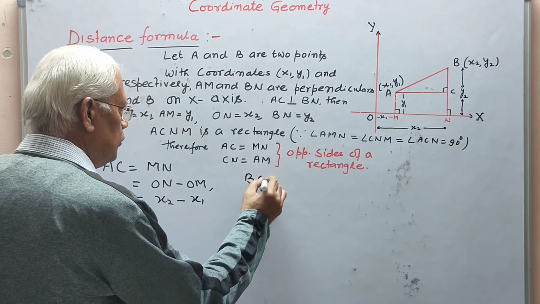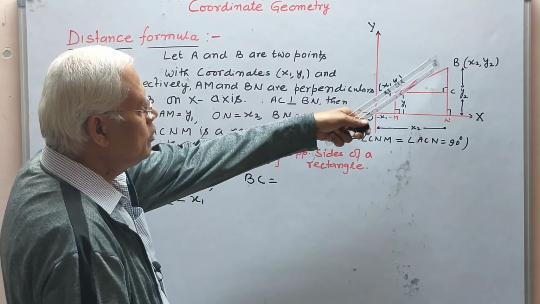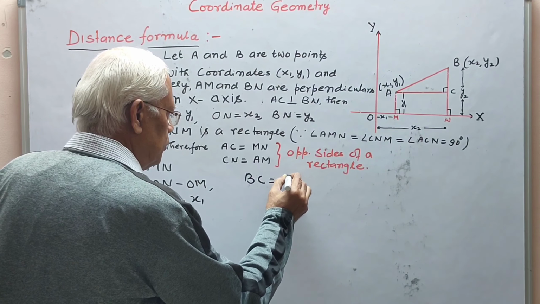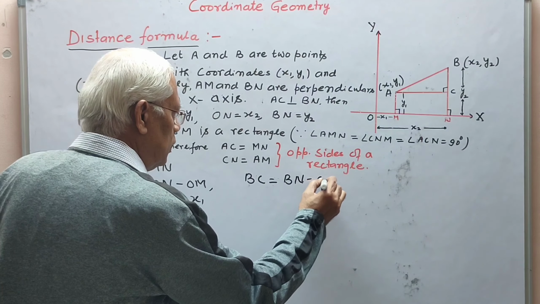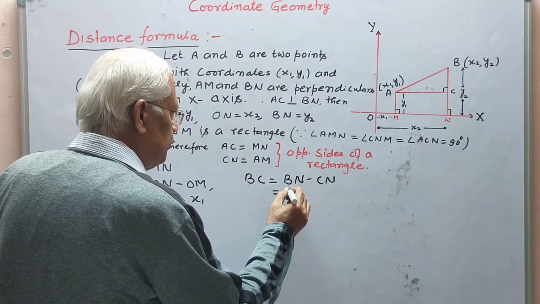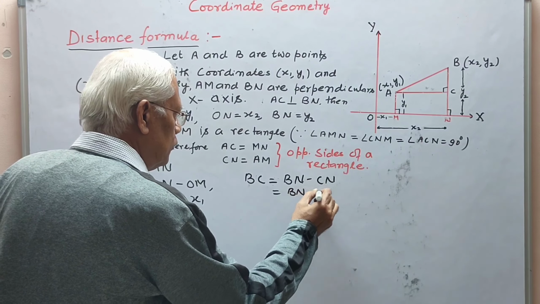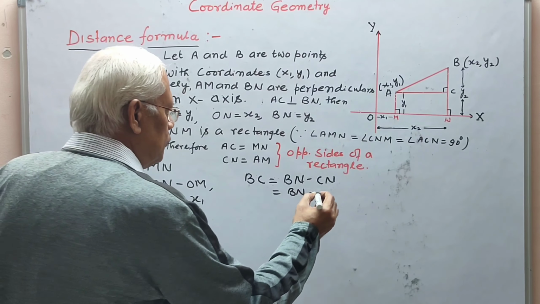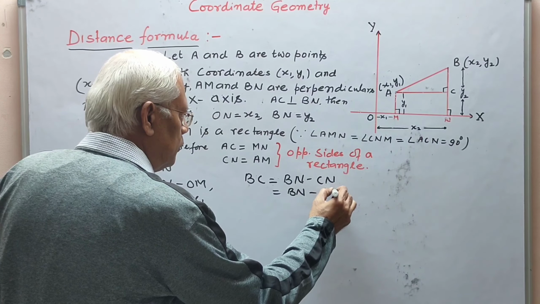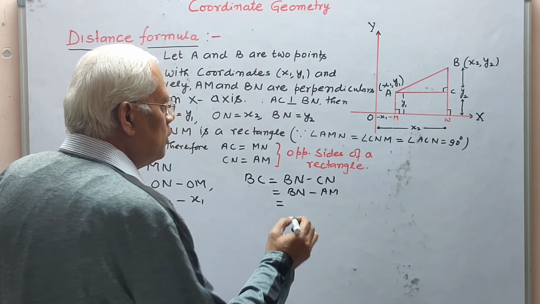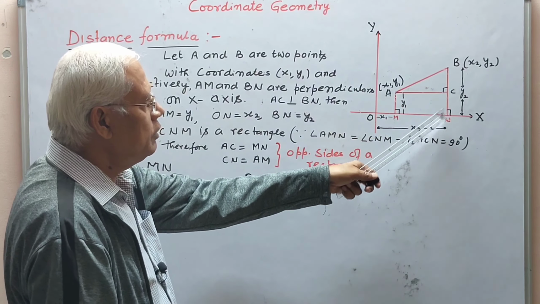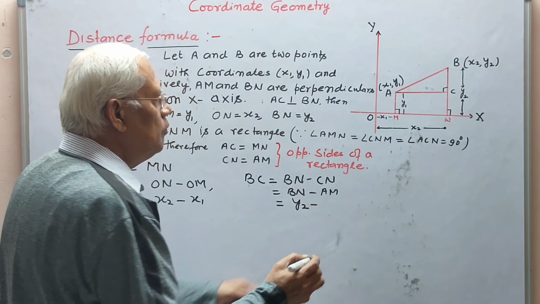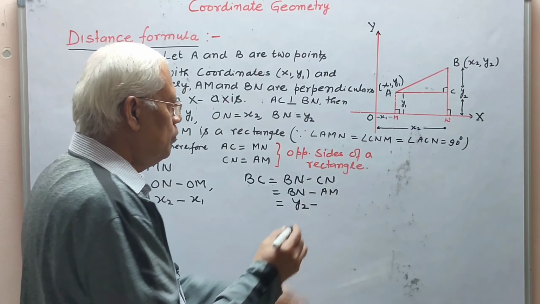BC is equal to BN minus CN. CN is equal to AM, the opposite side of a rectangle. BN is y2 and AM is y1.